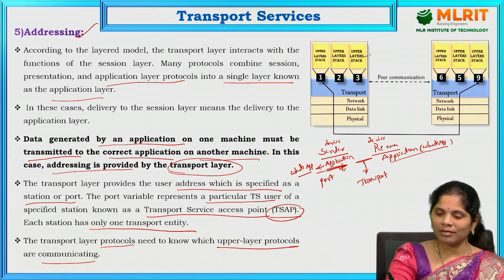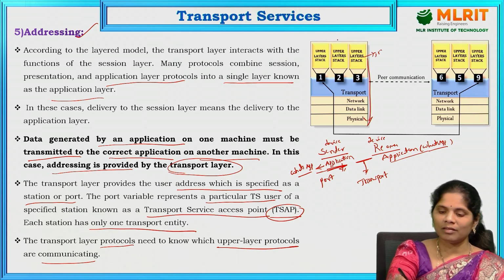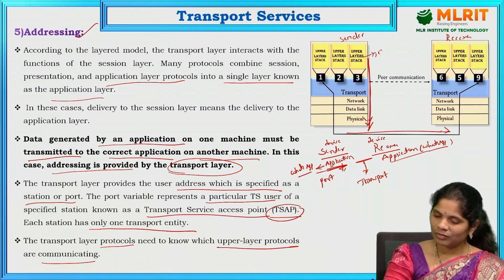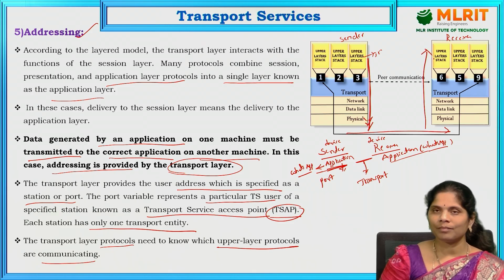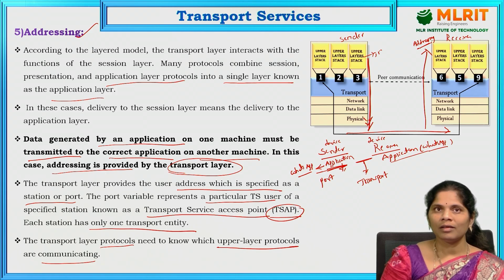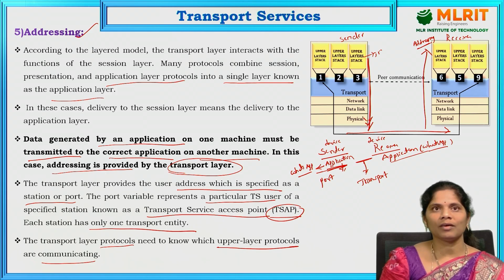See here, it is the transport layer. Here we are sending the data. Here is the sender and here is the receiver. We send the data in this way, and the receiver has to receive in this format using the addressing only. In whichever application we send the data, the receiver has to receive the message in the same application. That is the meaning of addressing.